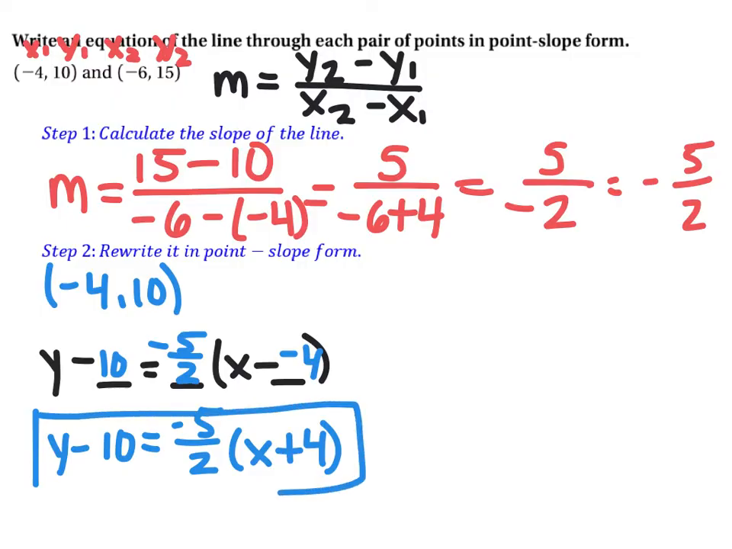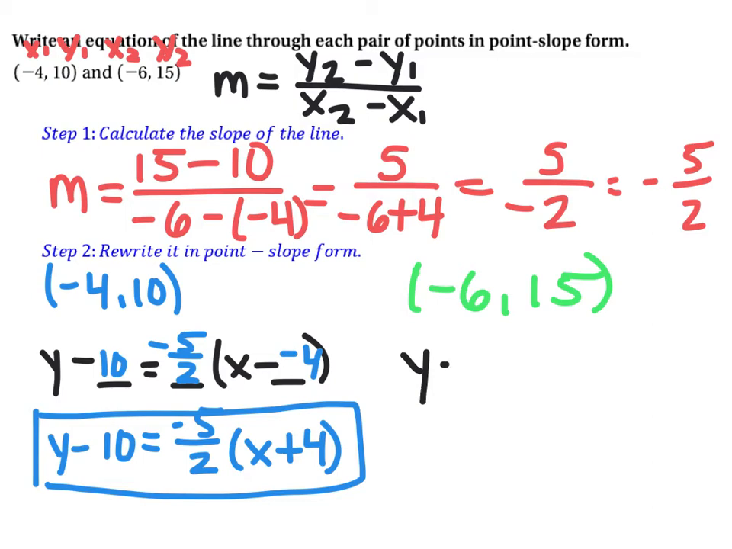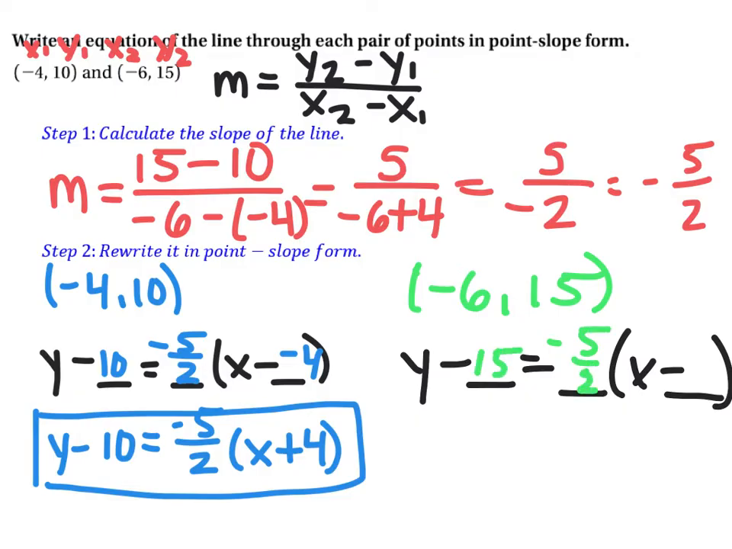Now, if instead you had chosen the point -6, 15, you would also still substitute it into that same original general formula. So my slope is still -5/2. The y coordinate is 15, and the x coordinate is -6. So I could rewrite this as y minus 15 equals -5/2 times x plus 6.